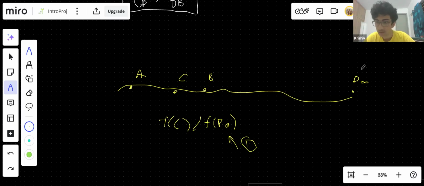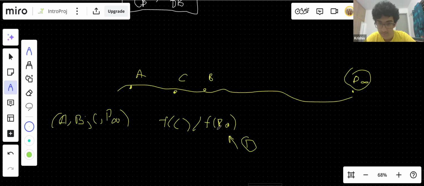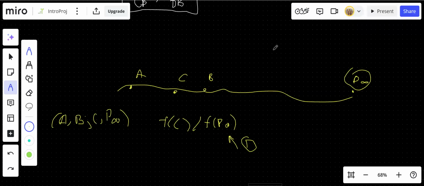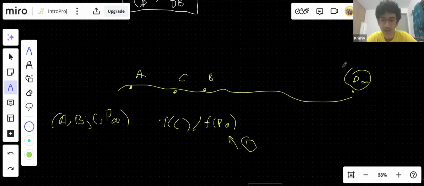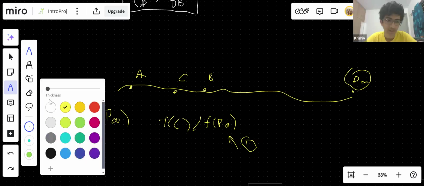But for now, if there's only one point at infinity, and there's 3 points on a regular line, then I'll define the cross ratio (A, B; C, P infinity) to be f of c over f of p infinity, where f of p infinity is 1. Why is f of p infinity 1? Can anyone tell me why f of p infinity is 1? Infinity upon infinity is just, since basically they're roughly the same length.